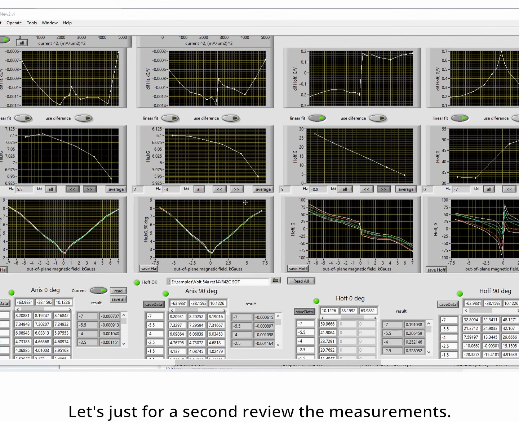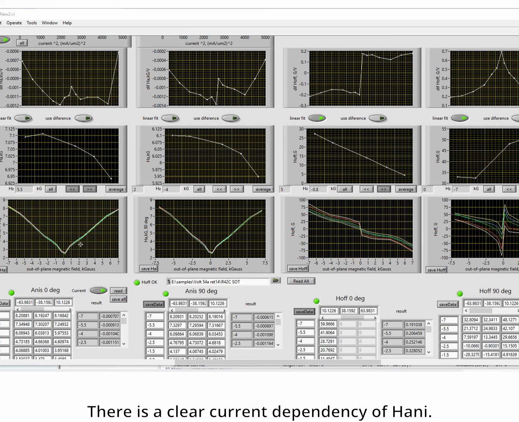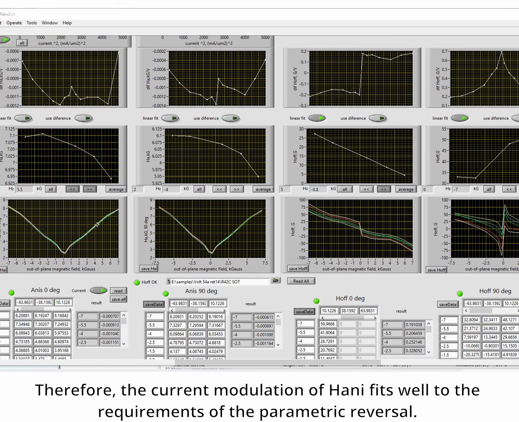Let's just for a second review the measurements. This is measured anisotropy field as function of external magnetic field. Lines of different color correspond to measurement for a different current. There is a clear current dependency of anisotropy field. This is anisotropy field versus current. There is a clear linear component for the current dependency. Therefore, the current modulation of anisotropy field fits well for the requirement of the parametric reversal.